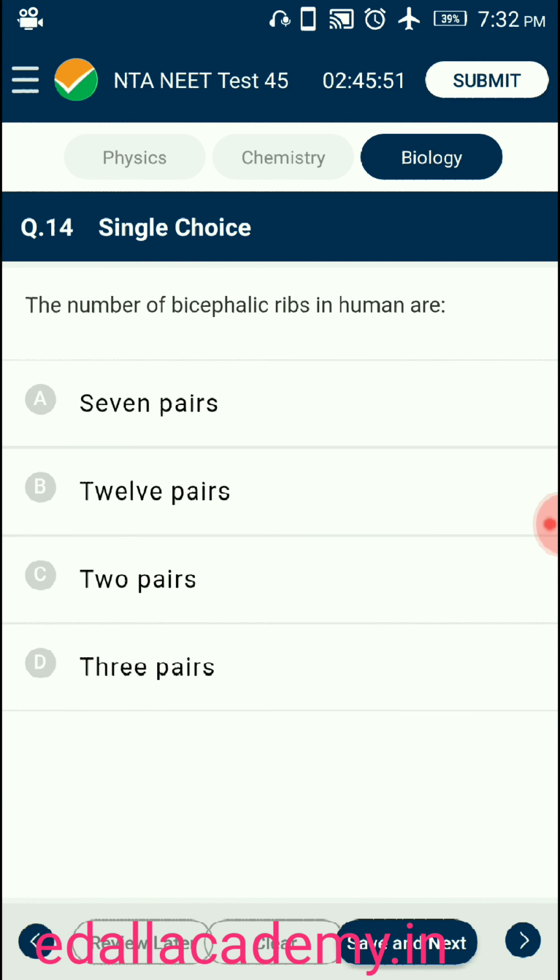Question number 14. The number of bicephalic ribs in humans are. All 12 pairs of ribs are attached dorsally to the vertebral column. Each rib has 2 articulation surfaces on its dorsal end and hence it is called bicephalic. Out of 12 pairs of ribs, only the first 7 pairs are attached dorsally to the thoracic vertebrae and ventrally to the sternum. They are called true or vertebrosternal ribs. So the answer for this question is option B, 12 pairs.